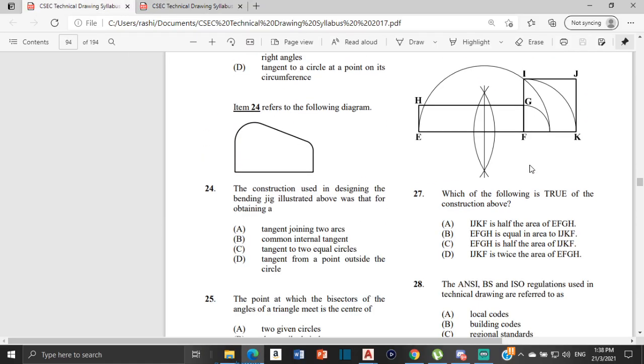All right, number 27. Which of the following is true of the construction above? Is it that IJFK is half the area of EFGH? Is it that EFGH is equal in area to IJKF? Is it that EFGA is half the area of IJKF? Or is it that IJKF is twice the area of EFGH? The answer is B. So EFGH, which is the rectangle, is equal in area to IJKF, which is the square. All right, so the rectangle is equal in area to the square, and we do have a drawing of this in the plain figures of equal area playlist on the channel.